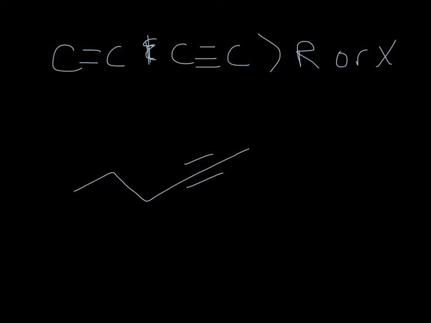I'm going to draw an example here. We'd start numbering to give the triple bond carbons the lowest possible number, and we're going to use the first carbon as the locant. So 1, 2, 3, 4, 5, and 6.